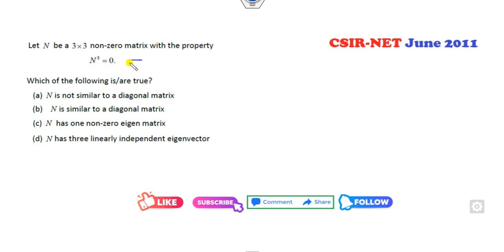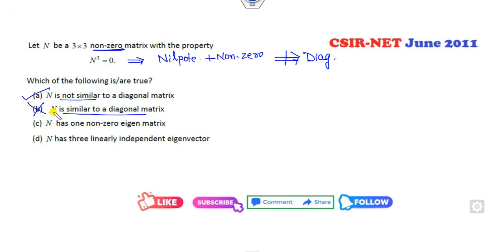Okay, again you can see N cube. This is a nilpotent matrix. It is given as non-zero. So a non-zero nilpotent matrix is not diagonalizable. The first option, that A is not similar to a diagonal matrix, is correct. The option that A is similar to a diagonal matrix is the wrong option.